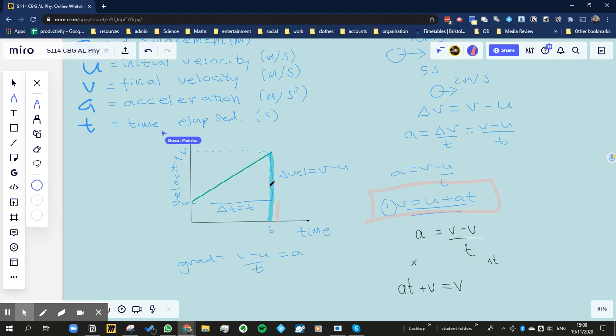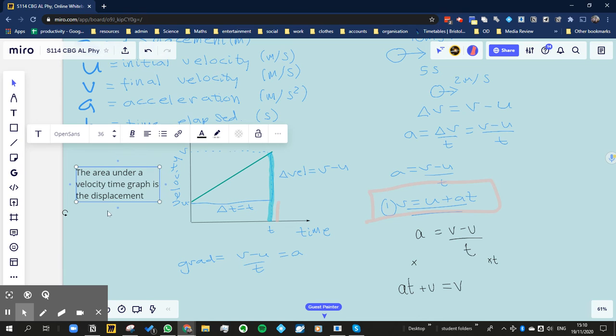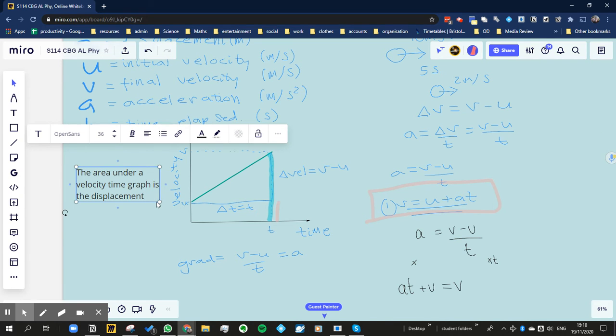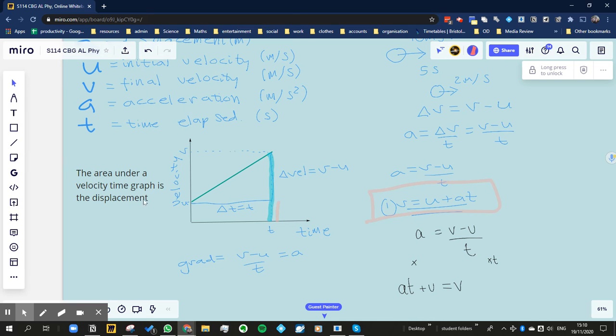So that's one useful thing that we can see from this graph. Another thing we can see is, well, you may or may not know that the area underneath a velocity time graph is equal to the displacement. Let me write that down in the notes. The area underneath a velocity time graph is the displacement, and we'll talk about why that is the case in a moment. But for now, just trust me, it is.